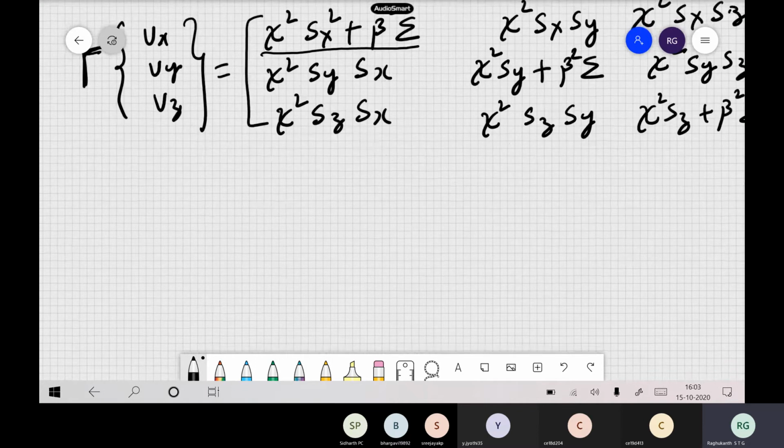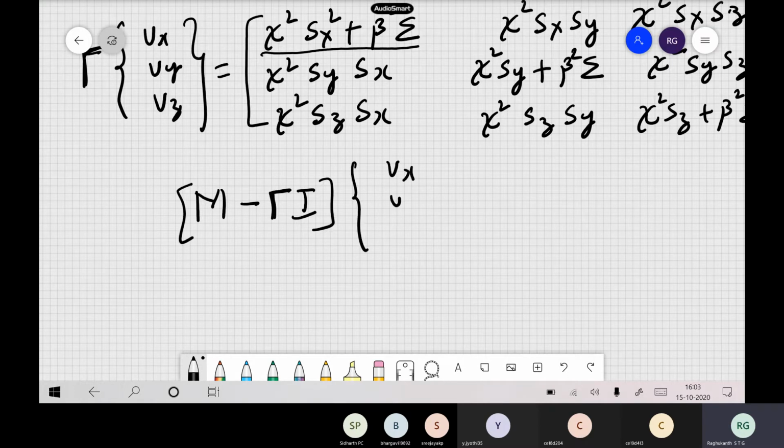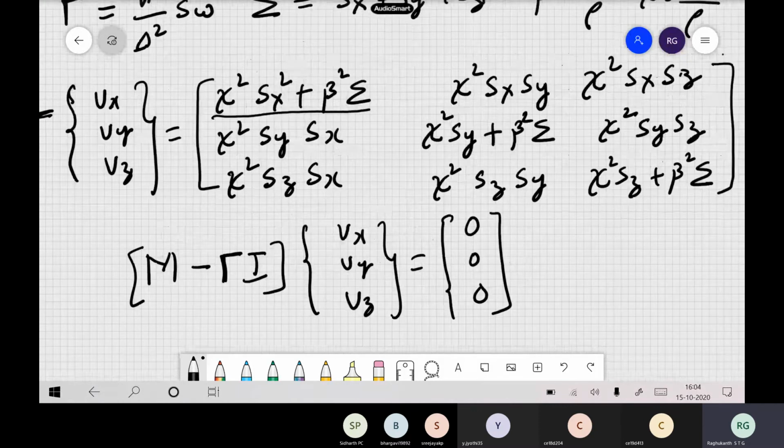So this equation you can write as, if you denote this matrix as M, you can write this expression as M minus some identity matrix multiplied by this Vx, Vy, and then Vz. So on the right hand side, 0, 0, 0. So M is this matrix.